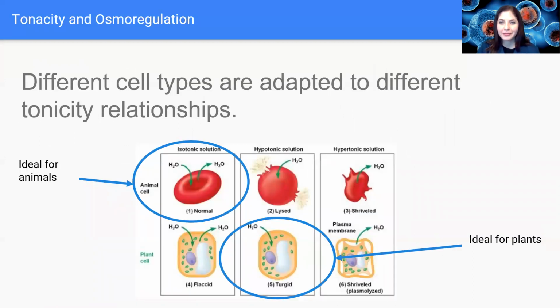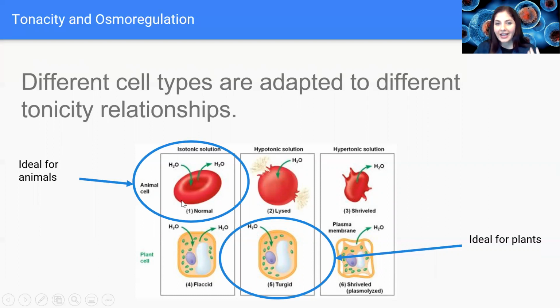So we do have different types of cells that are adapted for different tonicity relationships. Just because an animal cell is more comfortable in an isotonic solution, it doesn't hold true for plant cells. So let me go through the example below. Looking at this example, for animal cells, it is ideal for those cells to be in an isotonic solution, meaning that there is the same concentration of solute inside and outside of the cell, and a net movement of water that is equal going into as it is out of the cell. Now, whenever we put plant cells in an isotonic solution, they actually become kind of flaccid, so a little loosey-goosey.